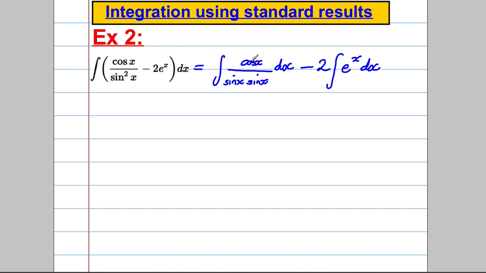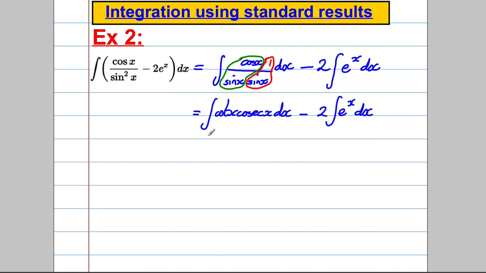Now, a little trick here, you can put in a multiplied by 1 here, a hidden multiplied by 1. Now, cos x divided by sine x is going to be cot x, and 1 divided by the sine x here is going to be cosec x. So what we've got is the integral of cot x cosec x with respect to x, and subtract 2 lots of the integral of e to the power of x with respect to x. Now, we should be able to do this integral. This is one we should recognize.